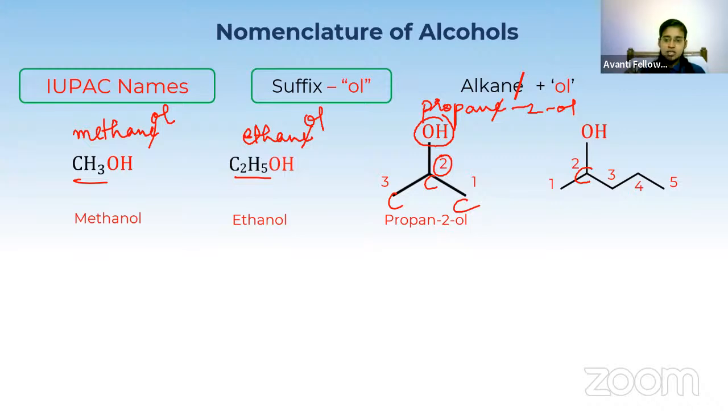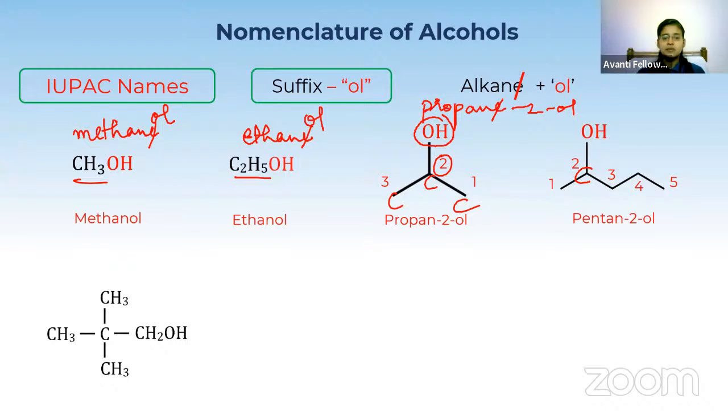Now the name is pent. 5 carbon means pentane, right? So in pentane, you have to replace the E by 2-OL. So it is pentan-2-ol. Okay, good. Let's go for the next.